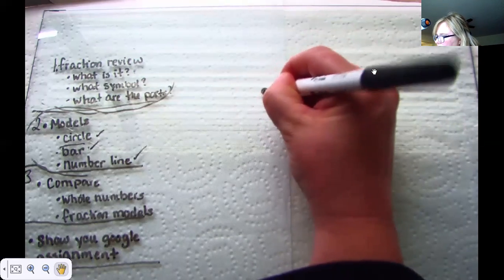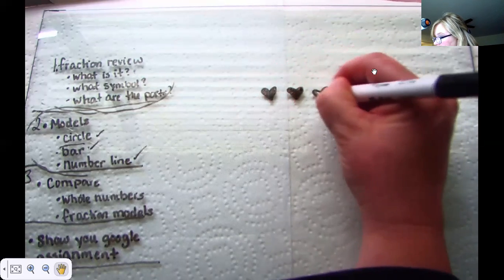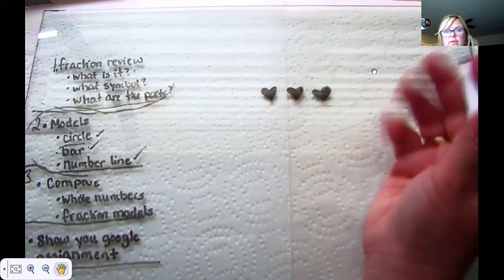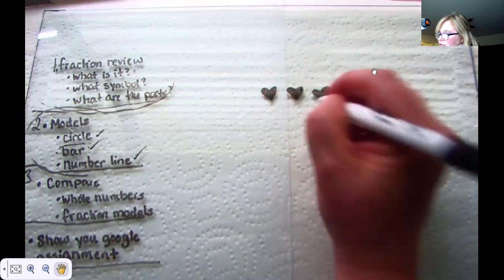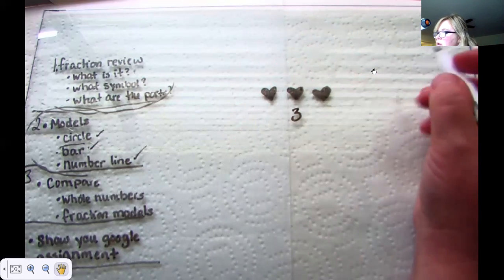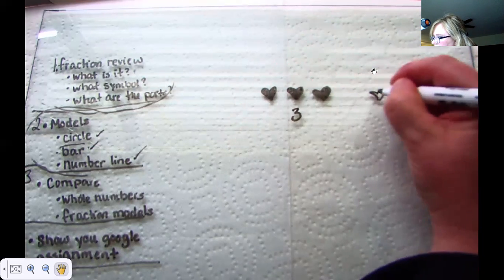Let's say I have 3. Well, I have this. This is what I have. Okay. How do I describe that? Well, those are hearts. Well, how many hearts are there? Well, there's 3. And to show that there are 3 whole hearts, I would use the symbol 3. But what if I had this?